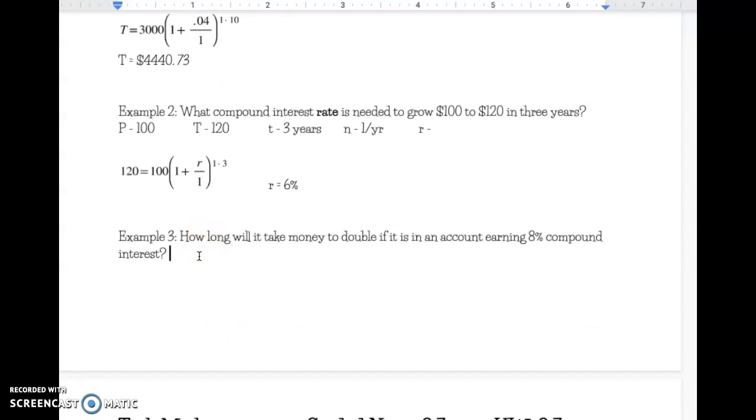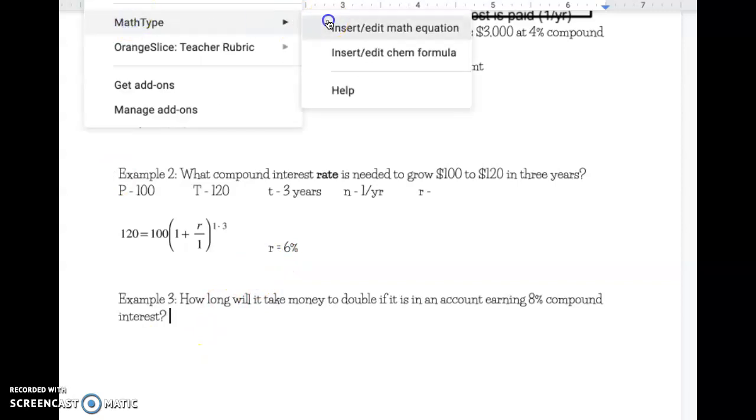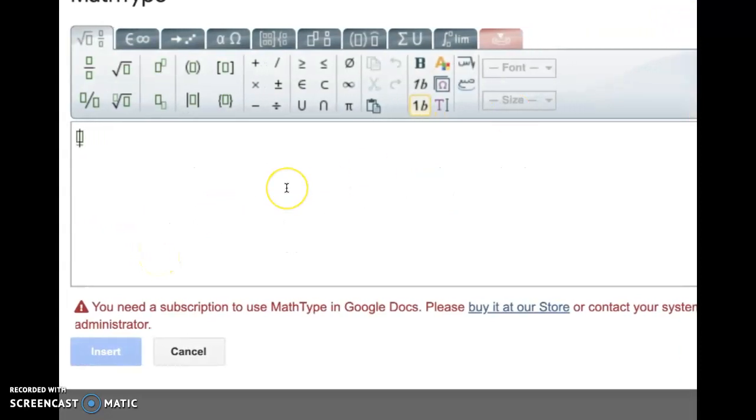How long will it take money to double if it is in an account earning 8% compound interest? We would do this one the exact same way that we did this one. So I'll set it up right now. If I invest $100, the doubled amount is going to be $200. So the total amount I'm going to put as 2. 100 and 200 are just amounts. I could invest $1 and get $2 out as well. But I'm going to show you by doing this.